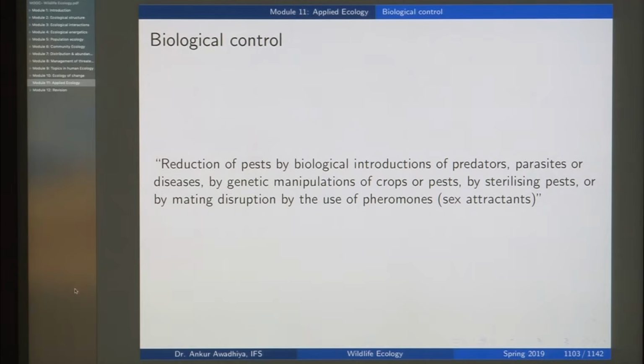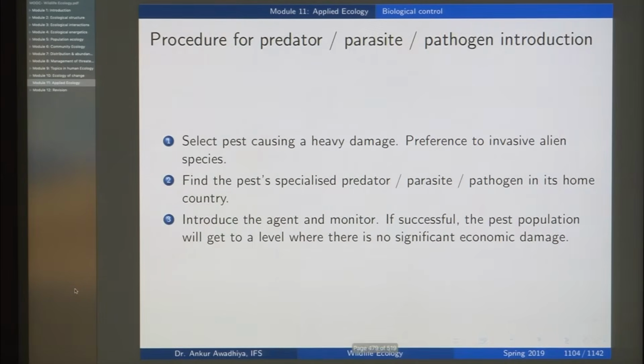Then in the case of biological control, it is reduction of pests by biological introduction of predators, parasites, or diseases, by genetic manipulation of crop or pest, by sterilizing pest, or by mating disruption by the use of pheromones or sex attractants.